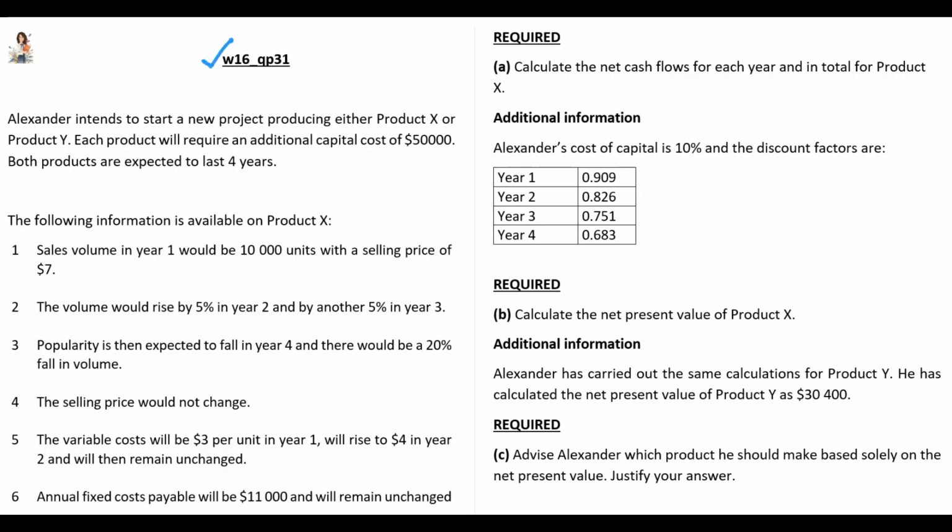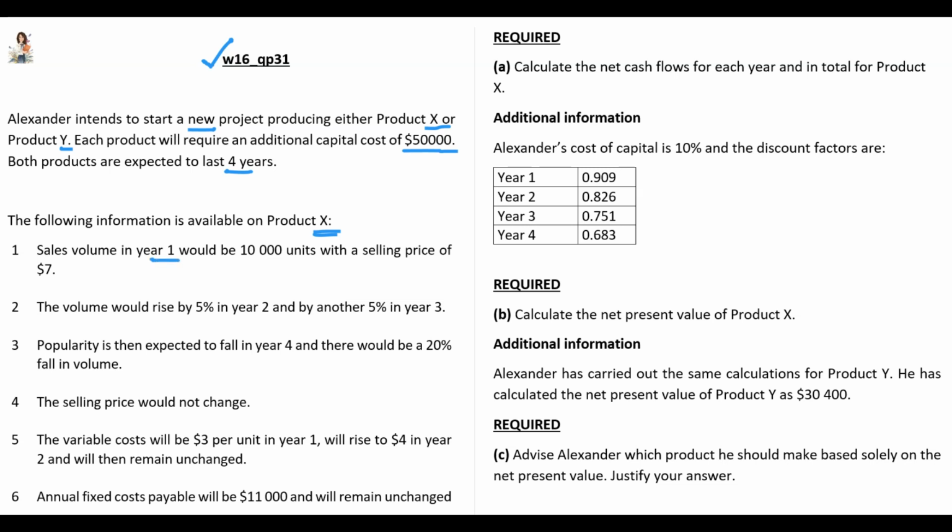This is October-November 2016, paper variant 3.1. Alexander wants to start a new project and he has to decide whether to produce product X or to produce product Y. Each product will require additional capital of $50,000 and the products are expected to last for 4 years. We have been given some information about product X.